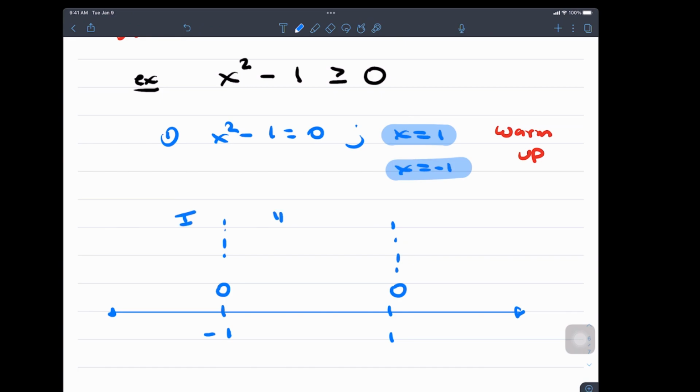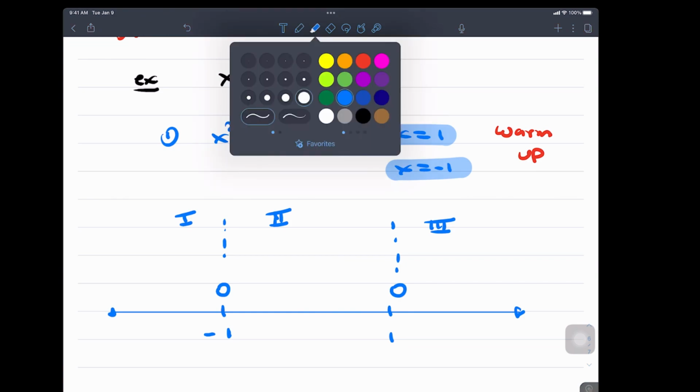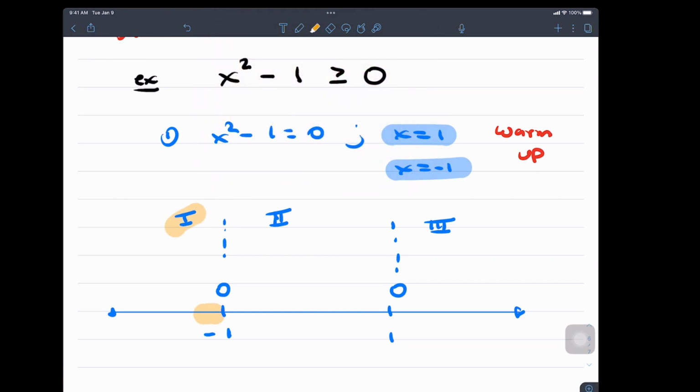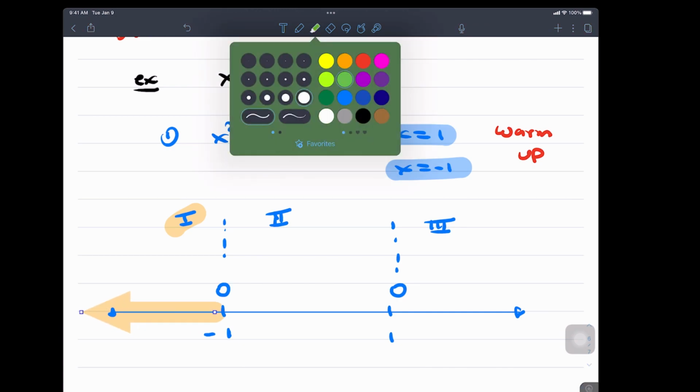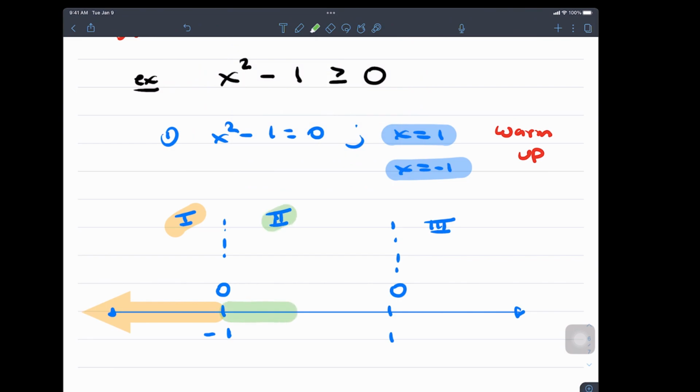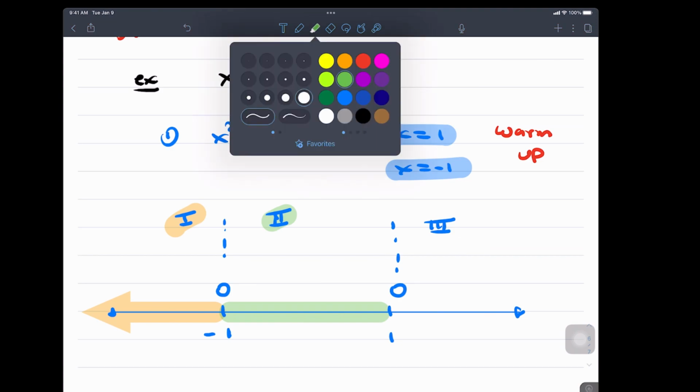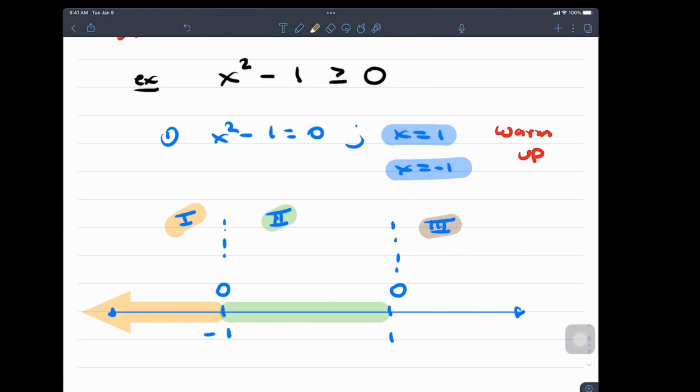Region 1, region 2, region 3. Okay, now I'm going to describe region 1 again so you guys understand. Any number to the left of -1, which will be smaller, is in region 1. Any number between -1 and +1 is in region 2. Now, any number bigger than 1 is in region 3.